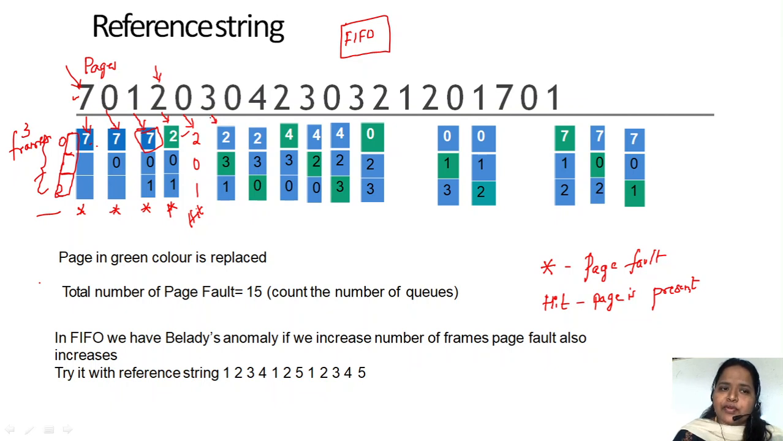Fine. Next we have to insert 3 over here. So which page do we have to replace? Here we go for the page which came first, 0 was the page that came first. So we replace 0 with 3. So 2, 3, 1. Next we have 0 to be placed. After 2, 3, 1, which page came first? The first page came first, so we replace this first page with the 0.